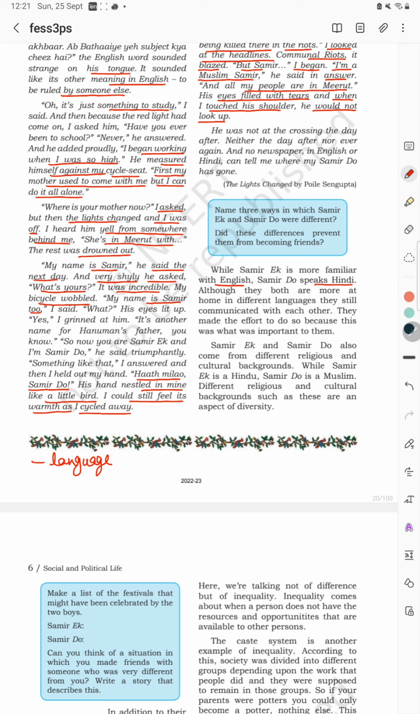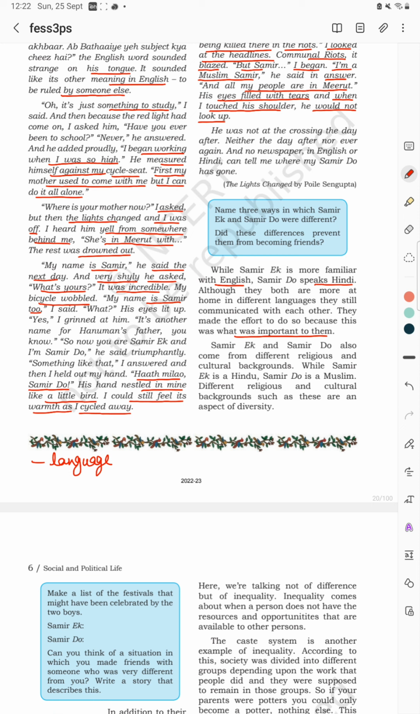Although they both are more at home in different languages, they still communicated with each other. They made the effort to do so because this was important to them. They speak different languages at their homes, but during their interaction they communicated with each other despite the different languages they spoke at home. So why did they communicate? Because that was important to them at that point of time. So one aspect of diversity is language.